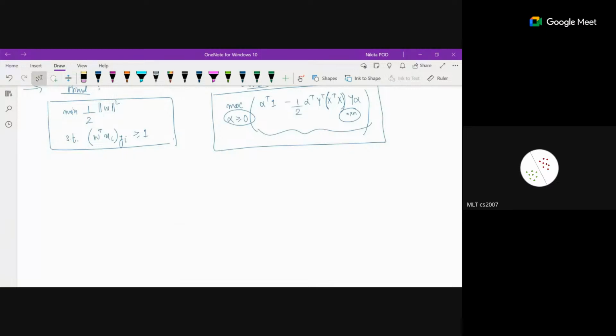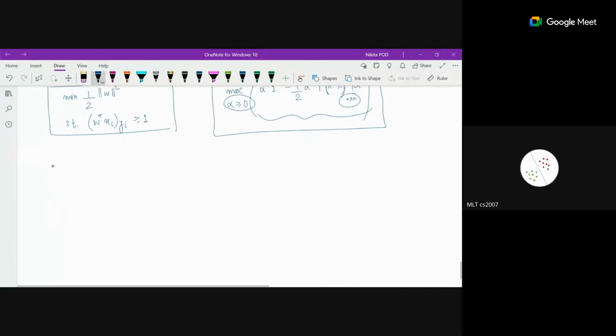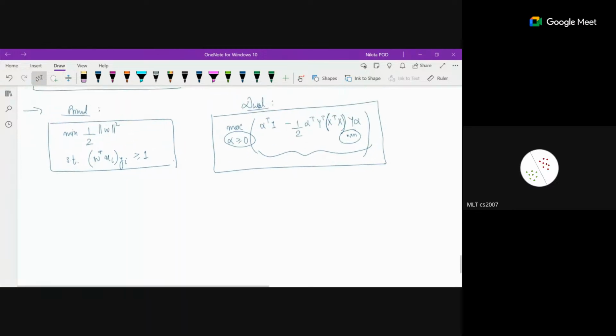Now what you can see here is, I know that my primal problem is nothing but of the form min of f(w) subject to the constraint g(w) less than or equal to 0. And we were able to write this problem as min over w, max over alpha, of the Lagrangian, which is f(w) plus alpha g(w), right? This is what we were able to write.